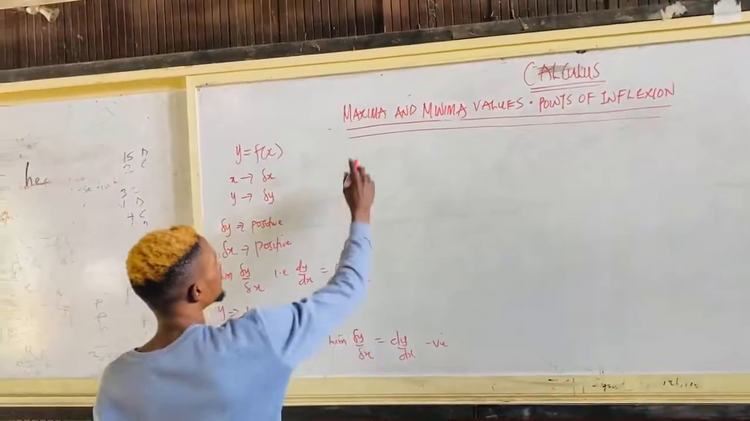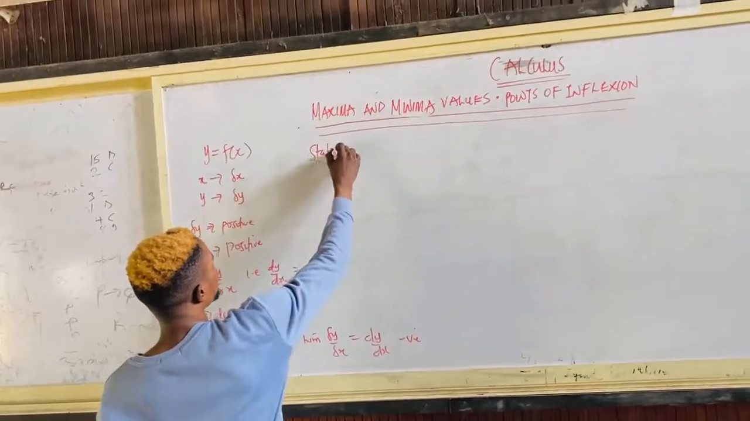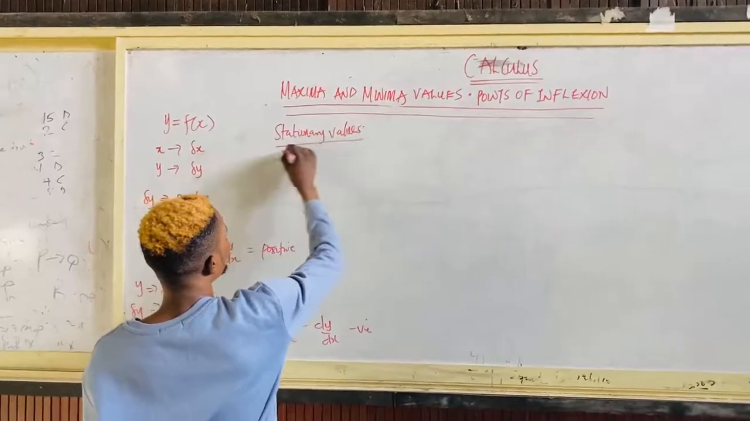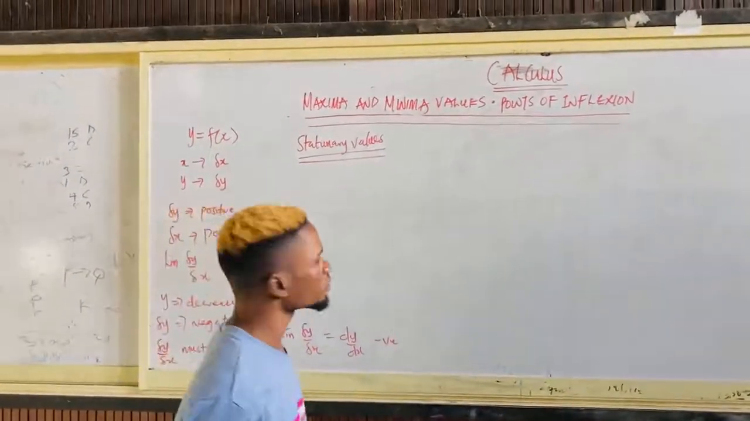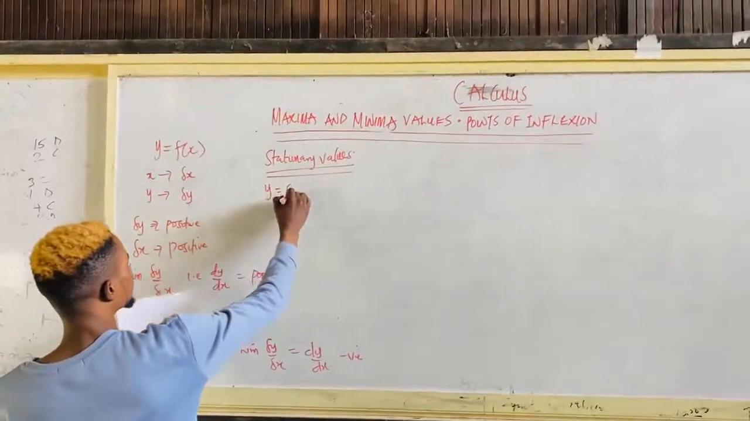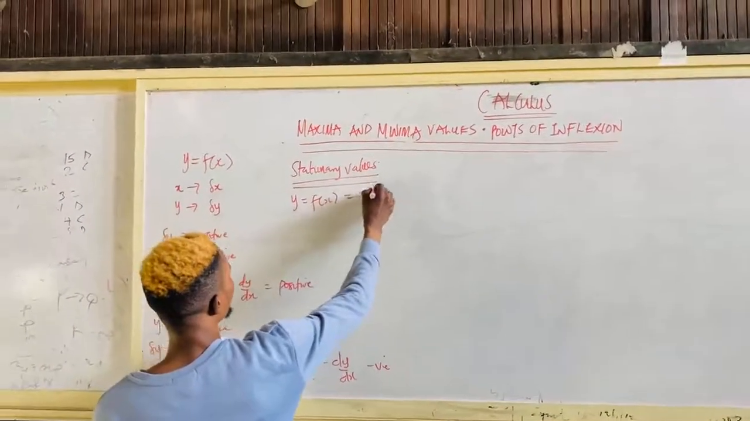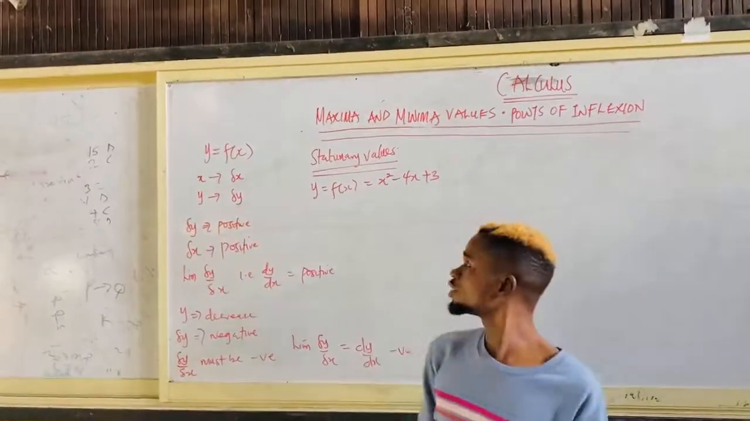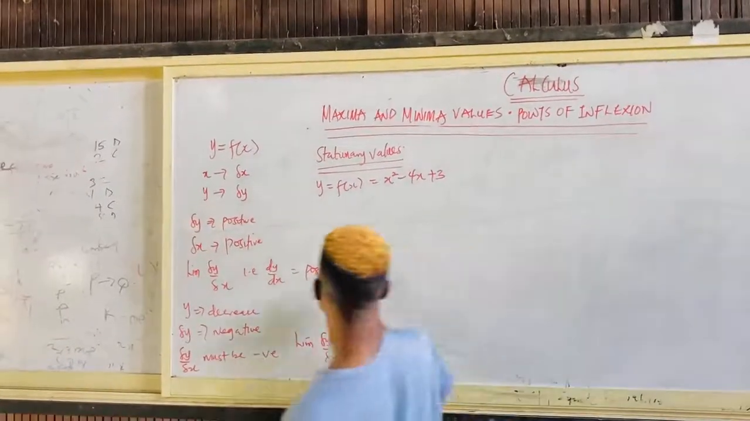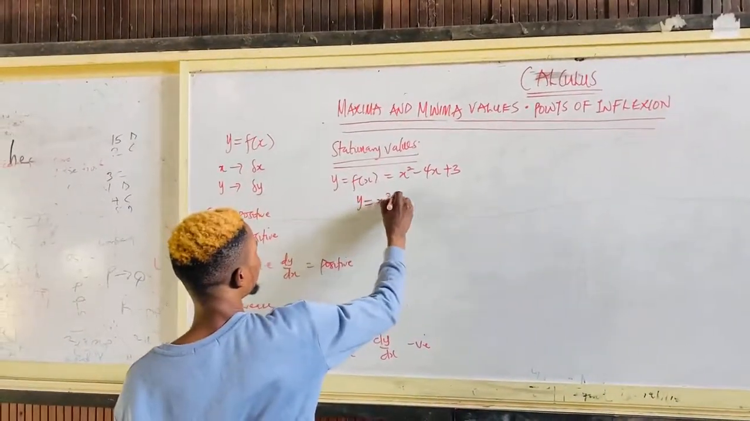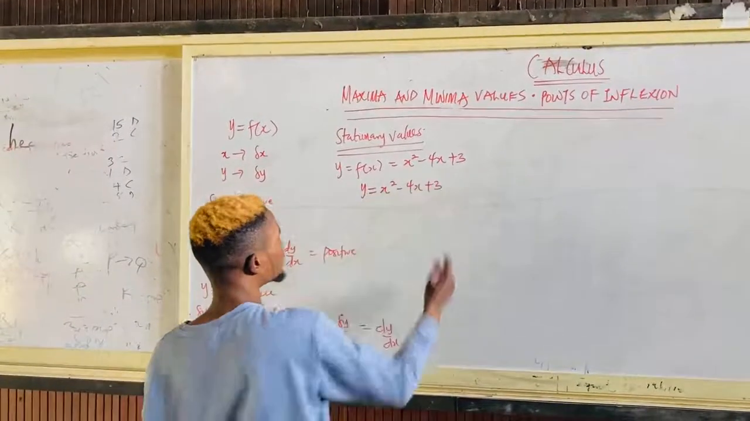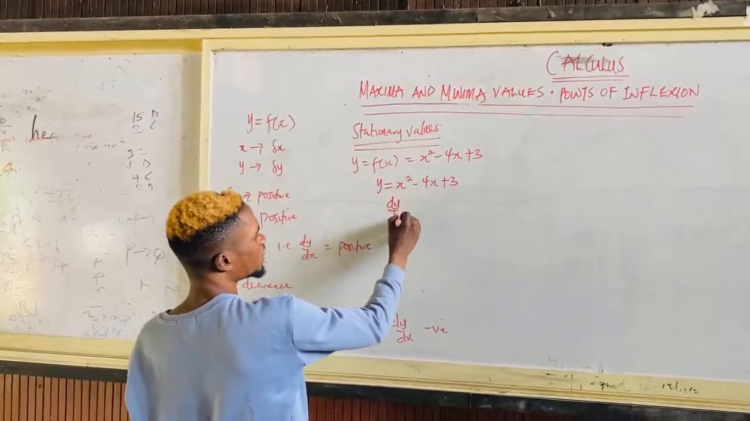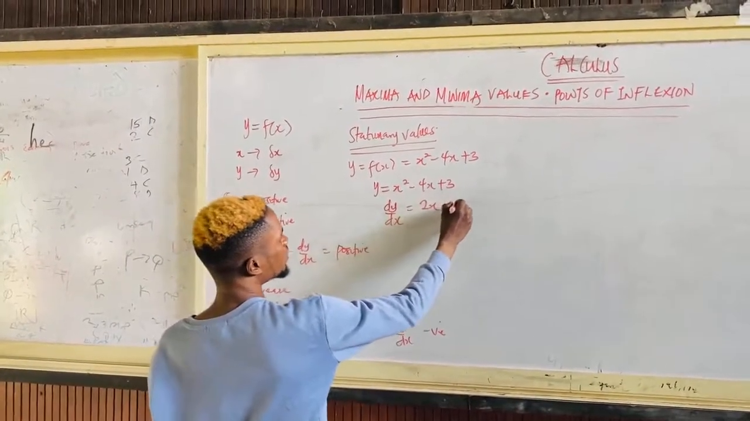Now let's start with stationary values. Let's consider a function. Consider this function y as a function of x, which is equal to x squared minus 4x plus 3. Now y is a function of x, so I can find dy dx. Here dy dx is 2x minus 4.